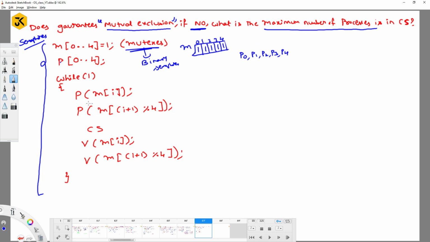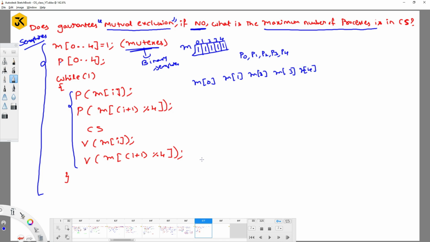Okay, fine. While of 1, this particular block is going to be executed continuously. So if I say P of m of i, it means down of m of i. m of i means m of 0, m of 1, m of 2, m of 3 and so on, m of 4. Like that.